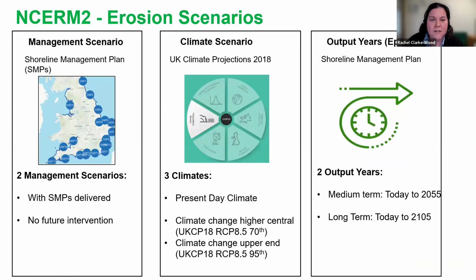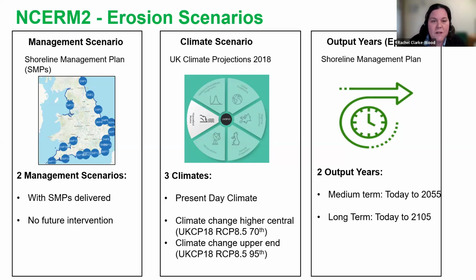So I'll just provide on this slide some detail on the combinations of the 3 variables that you can see there that actually formed NCERM's erosion risk scenarios. So in the first box, as you can see, the management scenario is taken from the SMPs. As a user, what you can do is either assume the SMP will be implemented or assume there will be no future intervention, and you can click that on and off on the tool itself.